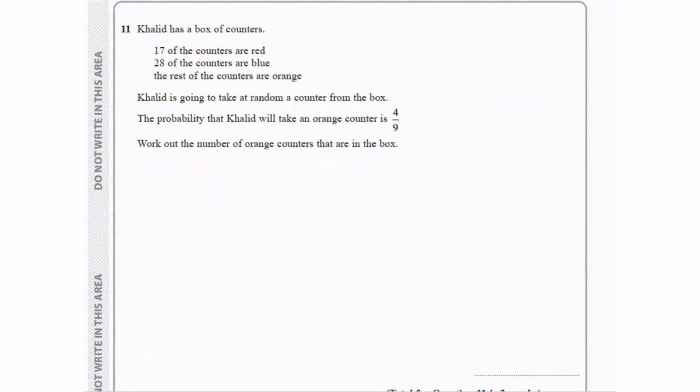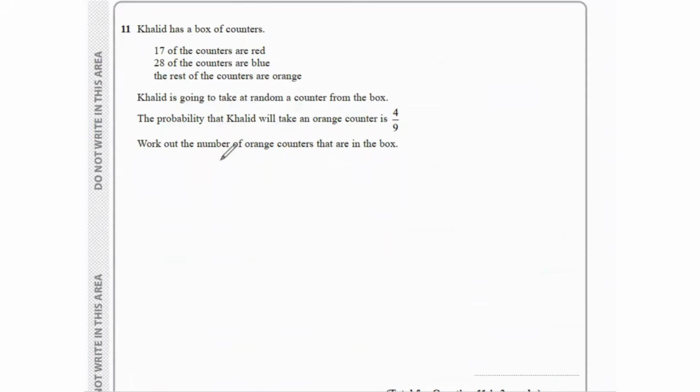Then it says Khalid has a box of counters. 28 of the counters are blue. The rest of the counters are orange. Khalid is going to take at random a counter from the box. The probability that Khalid will take an orange counter is 4 over 9. Work out the number of orange counters in the box. 17 are red, 28 are blue.